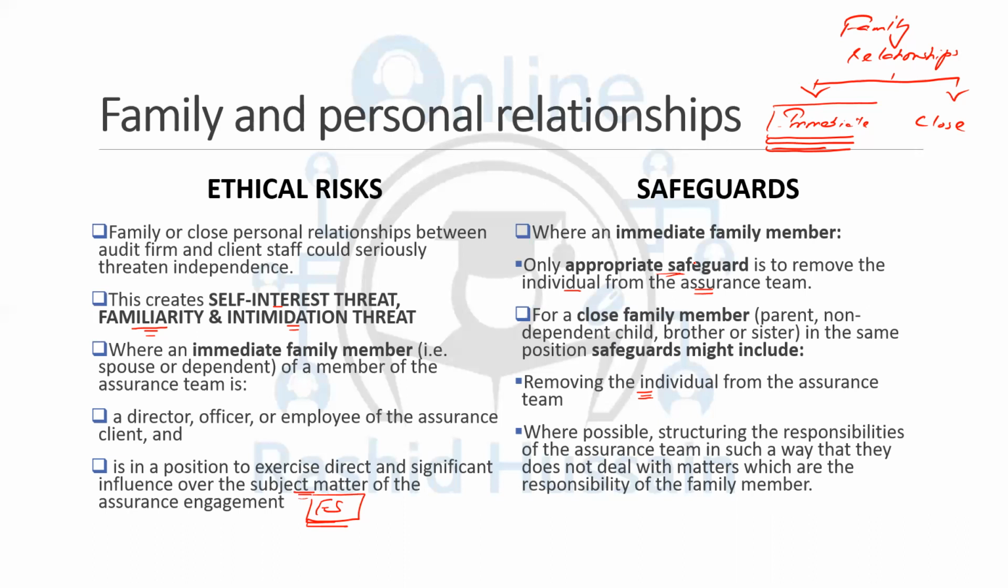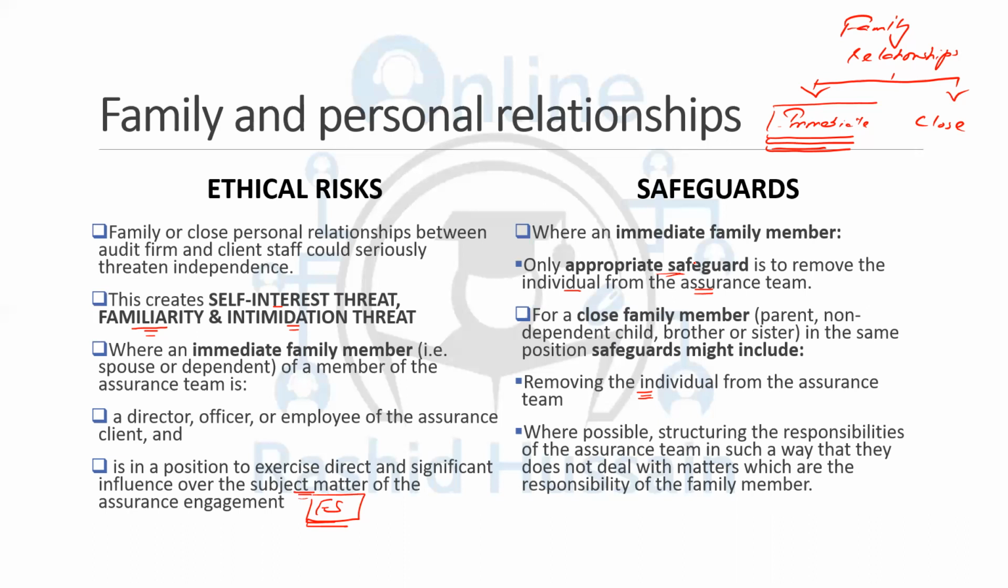But for example, in case of the close family members, their close family member works in a particular department, let's assume, for example, the payable department, then do not give them the audit of the purchases and the payable, and you can give them any other thing to audit. There's a lot of financial statement heads, so you can allocate to them.